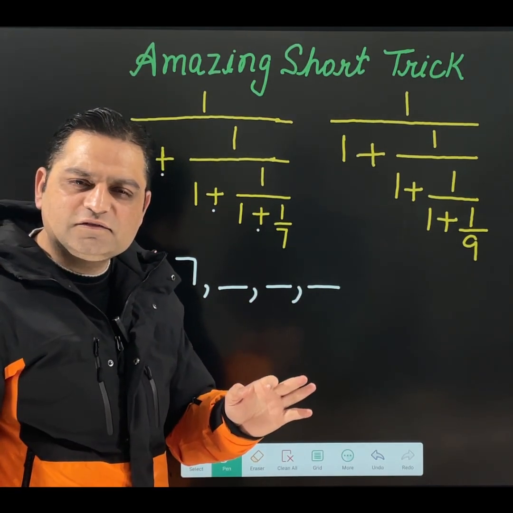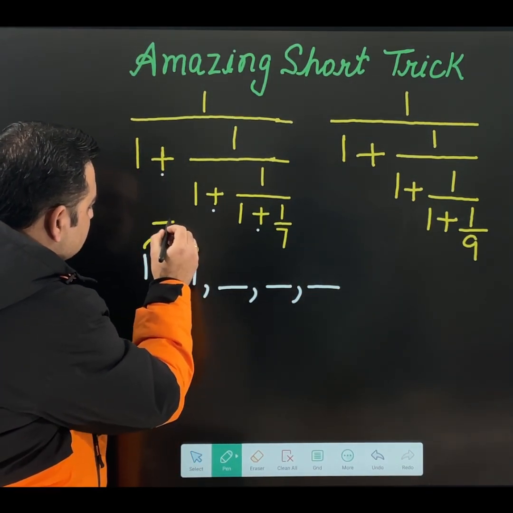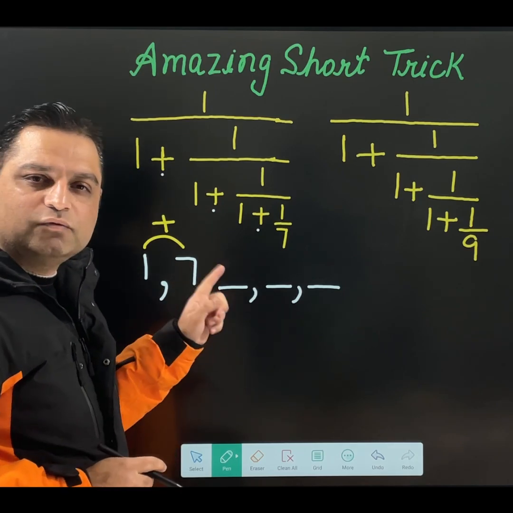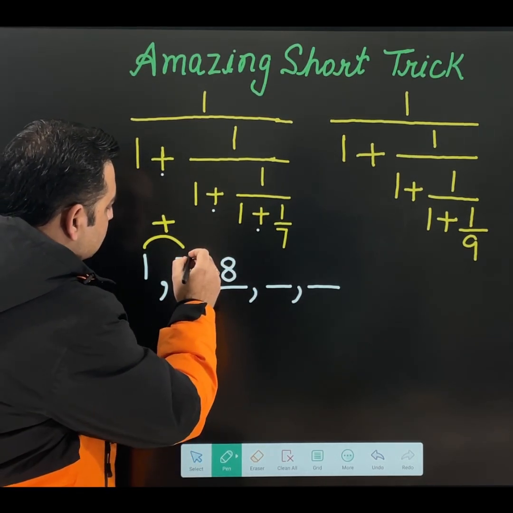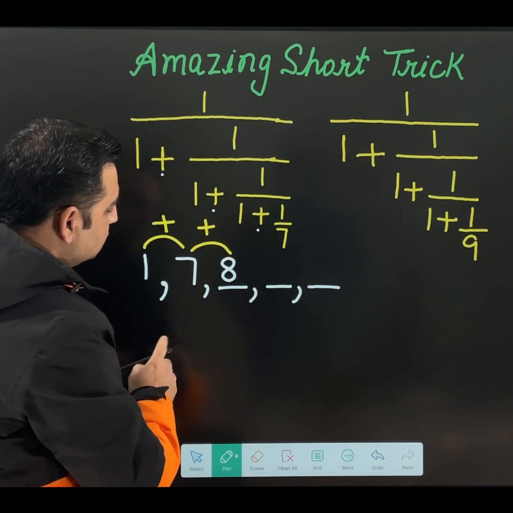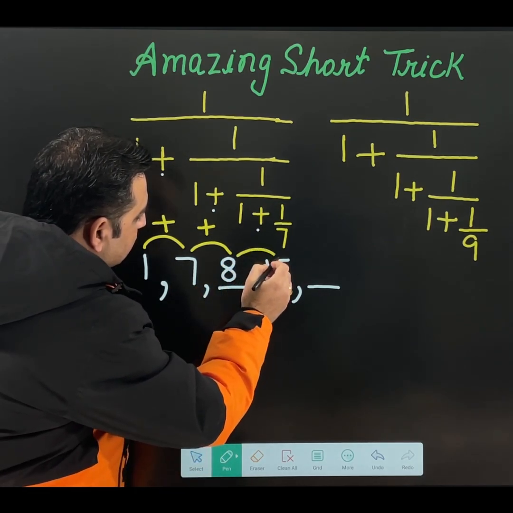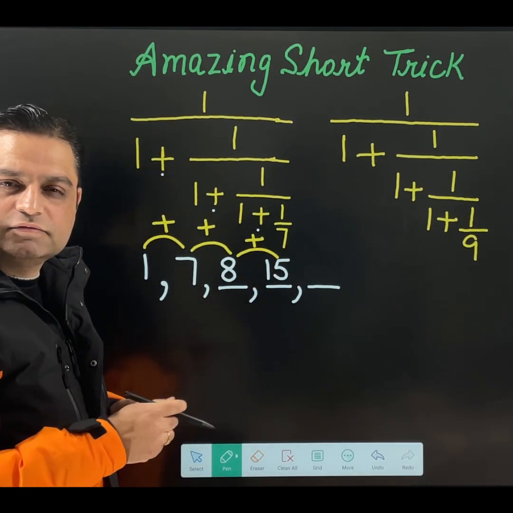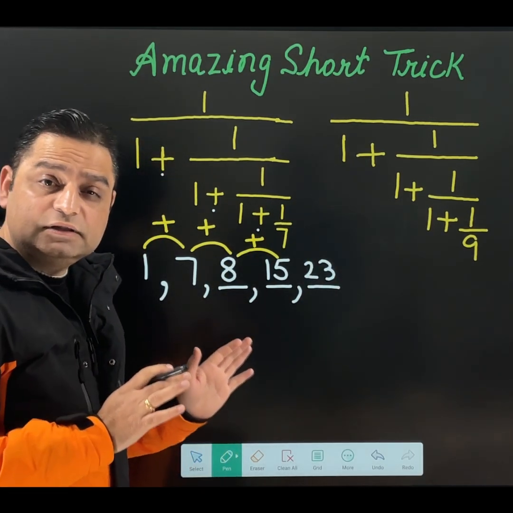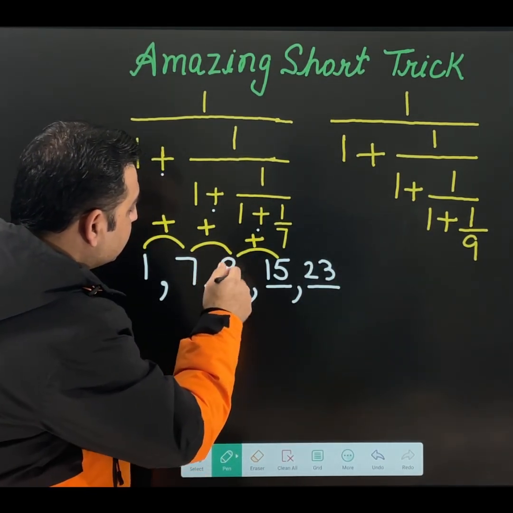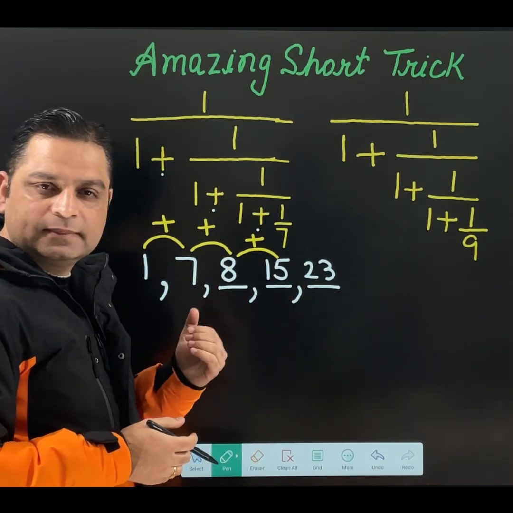After making 3 spaces, just a very simple step we need to do. Just keep on adding, like 1 plus 7. If you add 1 and 7, what will you get? We will get 8. Then 7 plus 8, it will be 15. And at the end, 8 plus 15 is 23. We need to fill these spaces just by adding the numbers. Adding 2 consecutive numbers, getting the next one.